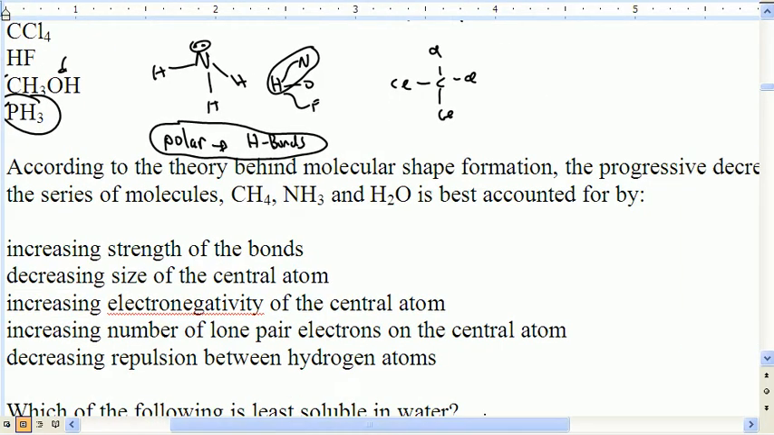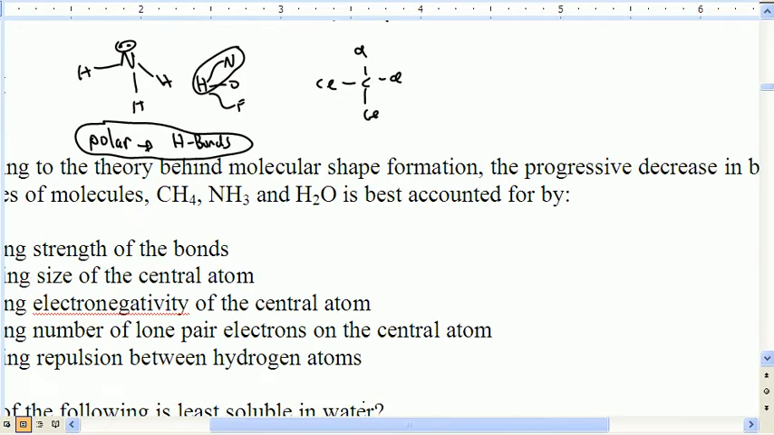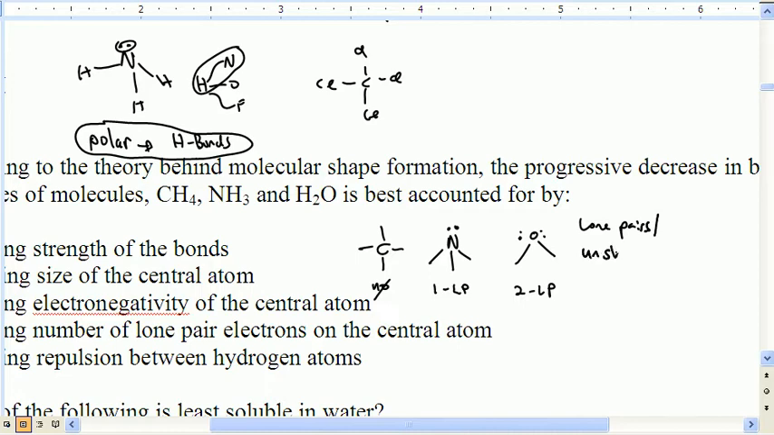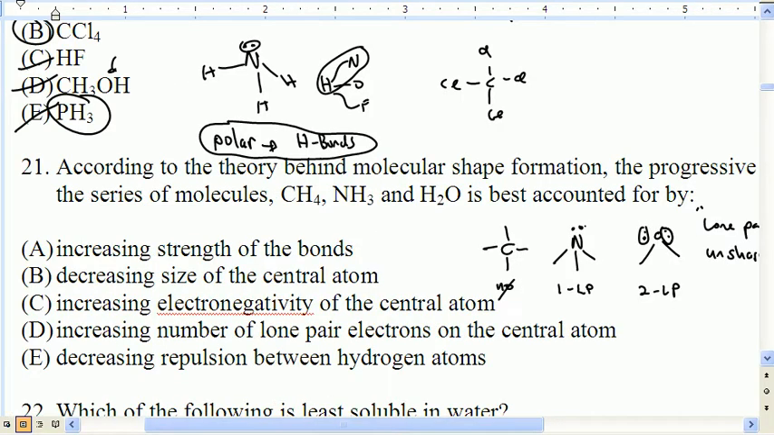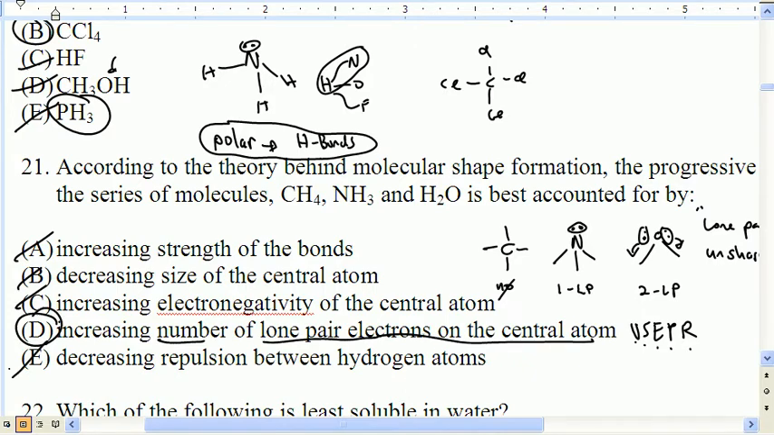According to the theory behind molecular shape, all they want to know is why does the bond angle decrease when you go from that to that to that. No lone pairs, one lone pair, two lone pairs. So the number of lone pairs increases. Lone pairs can also be called unshared electrons. So I'm looking for these words. That is the one thing. The lone pairs. This theory is actually called VSEPR, valence shell electron pair repulsion. The valence shell electrons are repelling the electrons in the covalent bond, the sigma bond. So, not mentioned there, not mentioned there, not mentioned there. Increasing number of lone pair electrons on the central atom. Perfect. There it is. Only place it was mentioned.